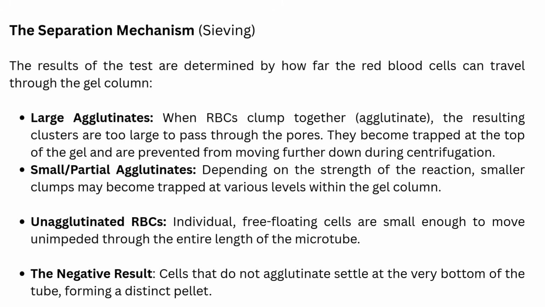Next, we have small or partial agglutinates. Depending on how strongly the RBCs react, these smaller clumps may get stuck at various levels within the gel medium. So this shows us the gradation of the reaction strength. And finally, the unagglutinated RBCs, which are individual and free floating, can move through the gel column without obstruction. They settle at the bottom of the microtube, forming a pellet, which indicates a negative result.